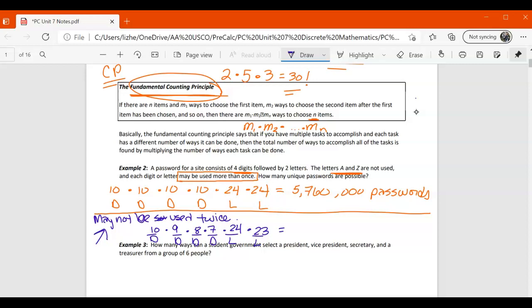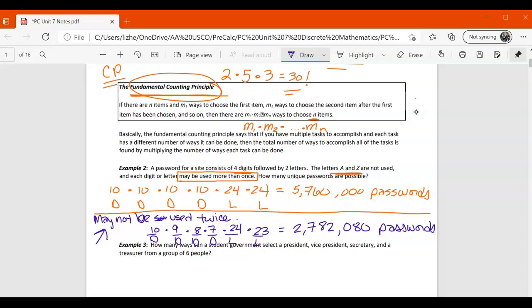So I have 10 times 9 times 8 times 7 times 24 times 23, and I get 2,782,080. Yeah, wait a minute. 782, okay, 080, there we go, passwords.